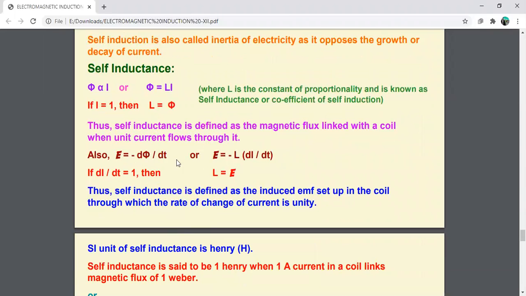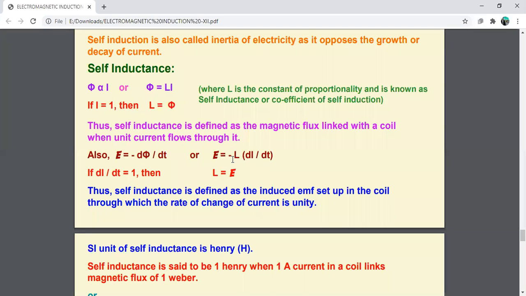Now, we know from Faraday's law of electromagnetic induction that the EMF induced in the coil will be the negative rate of change of magnetic flux. So here phi equal to L i, so induced EMF equal to minus d phi by dt. Differentiating both sides with respect to t, we get d phi by dt equal to di by dt into L, because L is constant, so L can be taken out of the differential operator. So here E equal to minus L into di by dt.